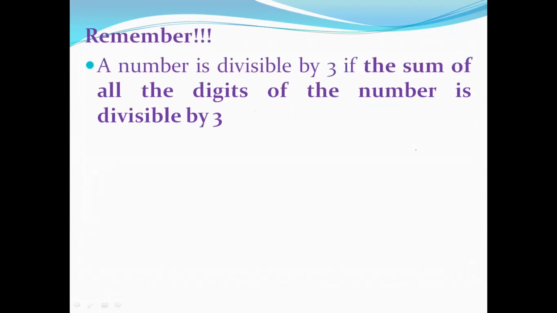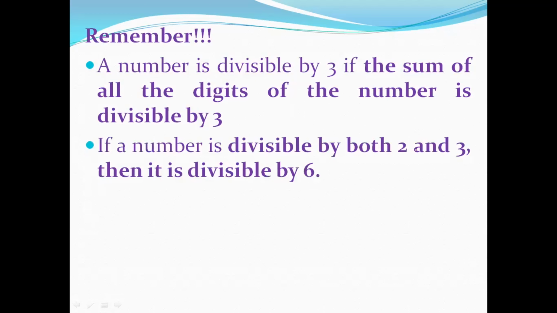Okay. So, remember, a number is divisible by 3 if the sum of all digits of the number is divisible by 3. So, pag pinagsama-sama o pinag-add natin yung mga numbers at yung kanyang sum ay nadidivide sa 3, it is divisible by 3. Next, if a number is divisible by both 2 and 3, kapag na-apply natin yung divisibility rule ni 2 at divisibility rule ni 3, then it is divisible by 6.